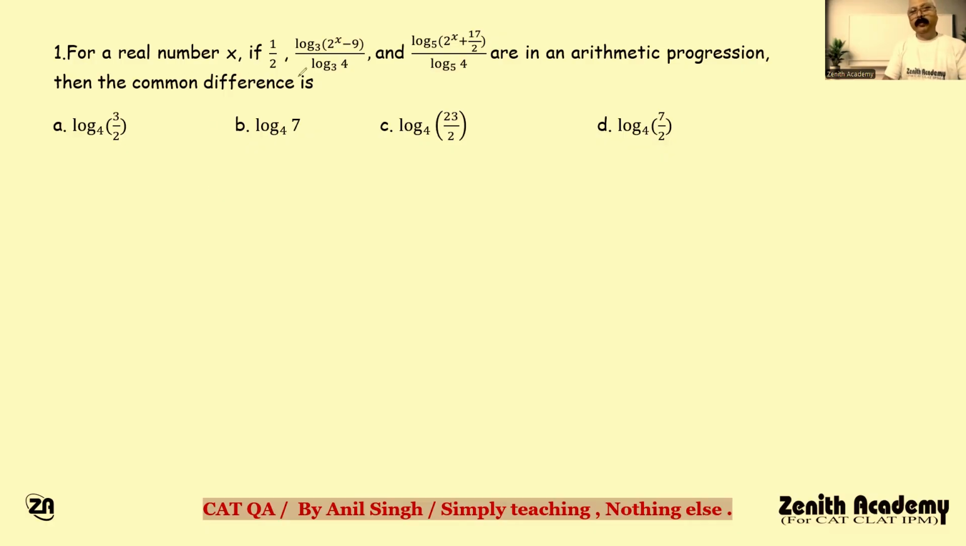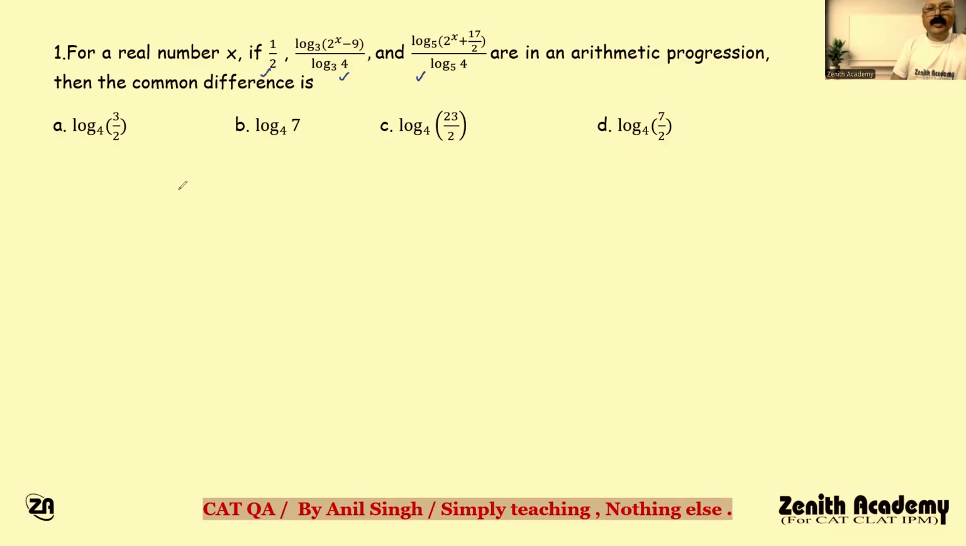This question is based on the concept of the chapter logarithms and arithmetic progression. For a real number x, if 1/2, log of 2^x - 9 to base 3 over log of 4 to base 3, and log of 2^x + 17/2 to base 5 over log of 4 to base 5 are in an AP, find the common difference.